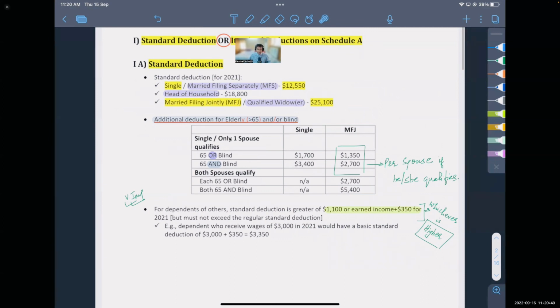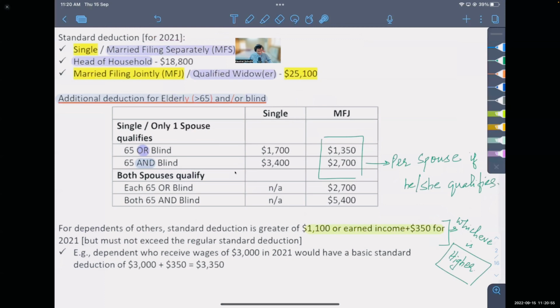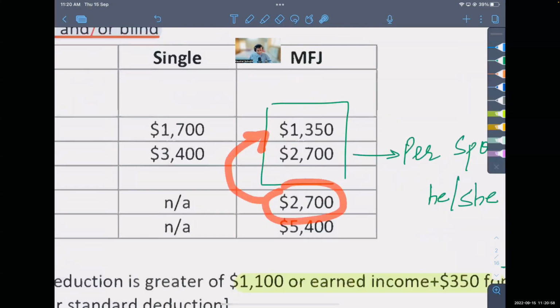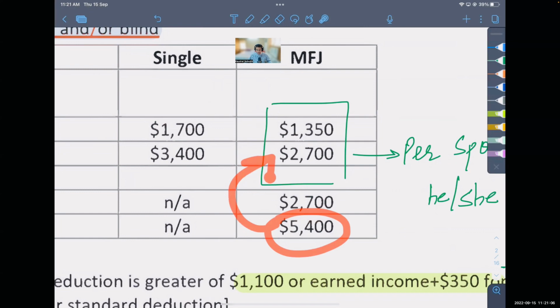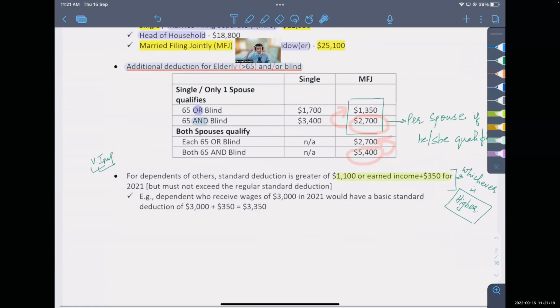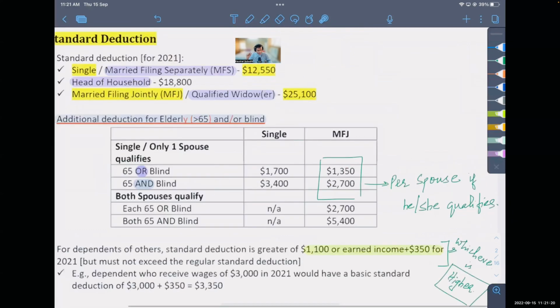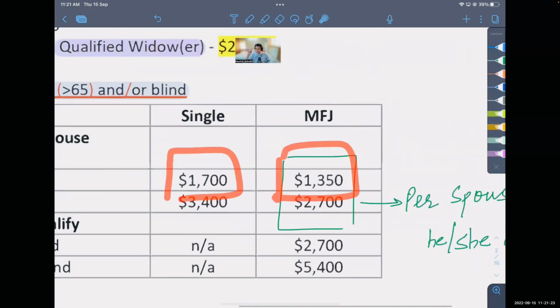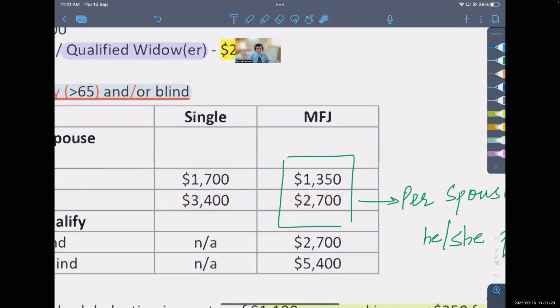That's it. Now, if both the spouses qualify in this situation, here things get a little bit more interesting. This 2,700 is nothing but the double of 1,350. And this 5,400 is nothing but the double of 2,700, just the way this 2,700 was the double of 1,350. There could be a few ways in which you can derive the relationship, but the most important thing over here is remembering these two figures, because once you understand the logic and remember these two figures, you're good to go.